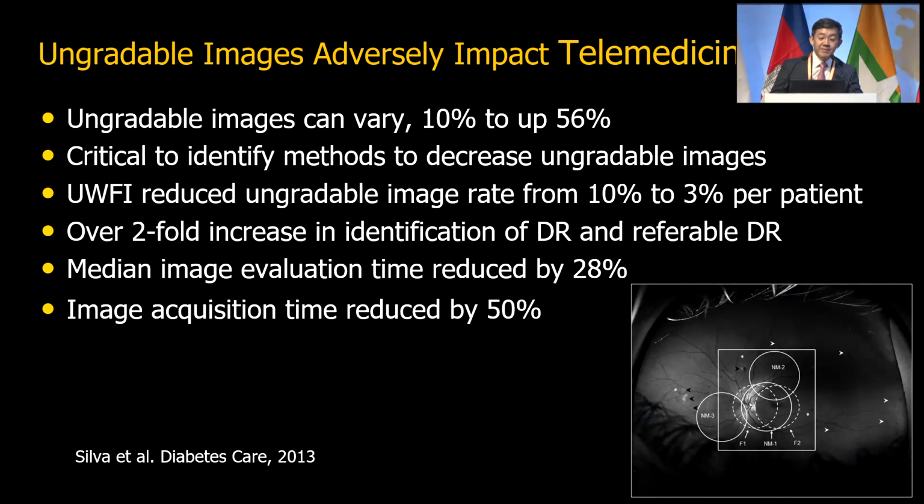So ungradable images impact telemedicine programs. Ungradable images can vary from 10 to up to 56%. So it's critical to identify methods to decrease ungradable images. Ultra-wide field imaging has decreased the ungradable rate from 10 to less than 3% per patient in our program in Boston. It also identified twofold more patients with DR and referable DR without the need to dilate pupils.